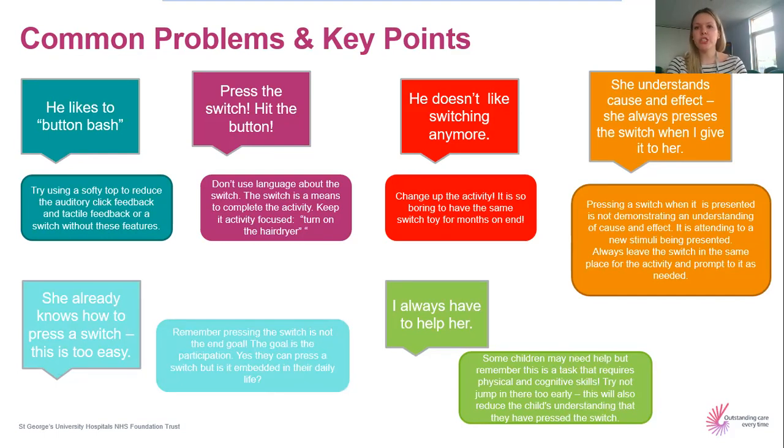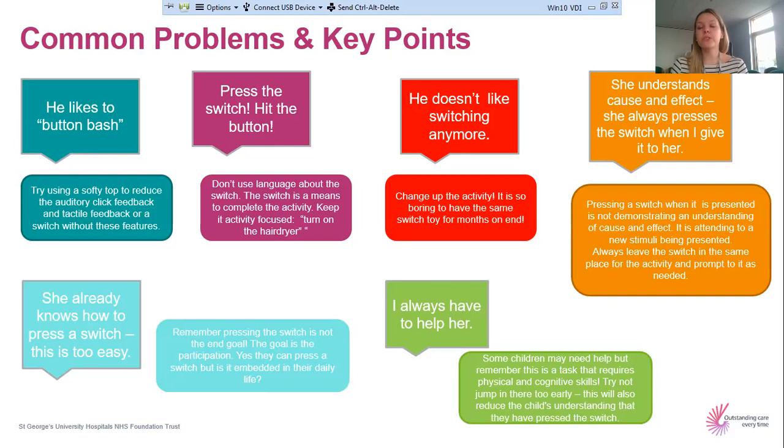She understands cause and effect. She always presses the switch when I give it to her. So we're trying to make sure that there's a really clear distinction. If you present something to somebody, they might respond just because it's a new stimulus that's suddenly in their environment, and they might reach towards it and interact with that. That's different to having a switch in place throughout an activity and a child being aware of that, pressing it, exploring the cause and effect. We're just making sure that there's a clear understanding of the difference. The best way to do that is to make sure the switch is in the same place for the duration of the activity, so that a child can get used to it being there and explore it.